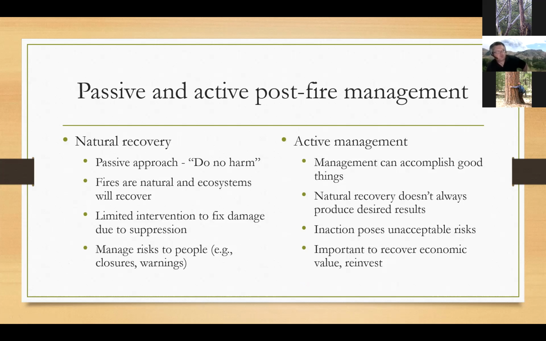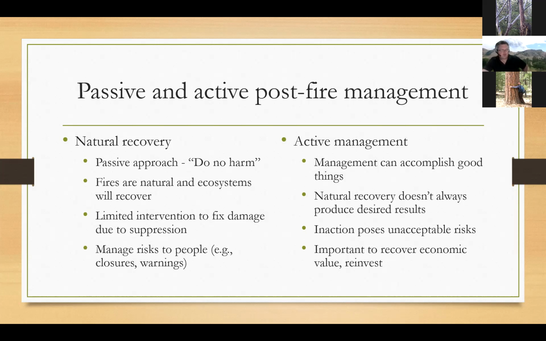There are a couple of different approaches to post-fire management that often find themselves competing, but they're not really mutually exclusive. Well, they are in any one particular place, but not from a big picture perspective. One is the natural recovery approach. It's a passive, do-no-harm approach that assumes fires are natural and ecosystems will recover on their own. We want limited intervention, maybe to fix some damage caused by human suppression efforts or minor things like that, and to manage risks to people. But for the most part, we're going to let nature recover on its own, and assume that there are going to be some benefits along with some hazards associated with that.